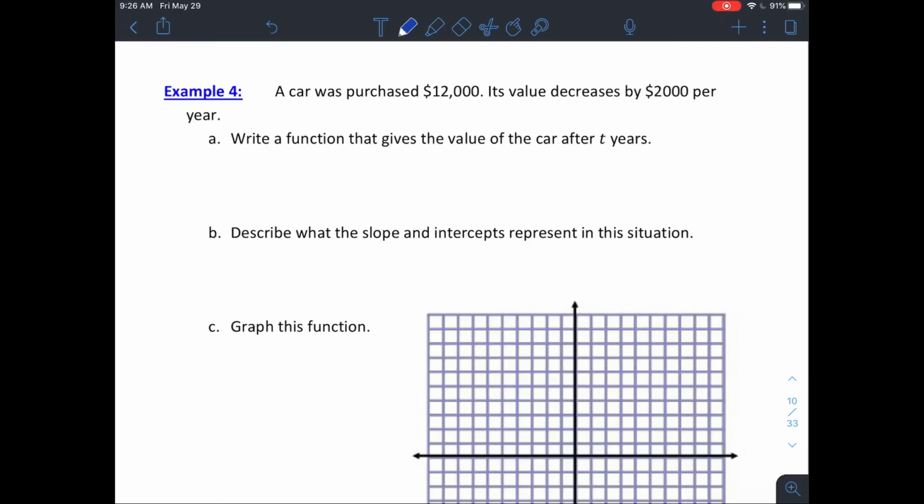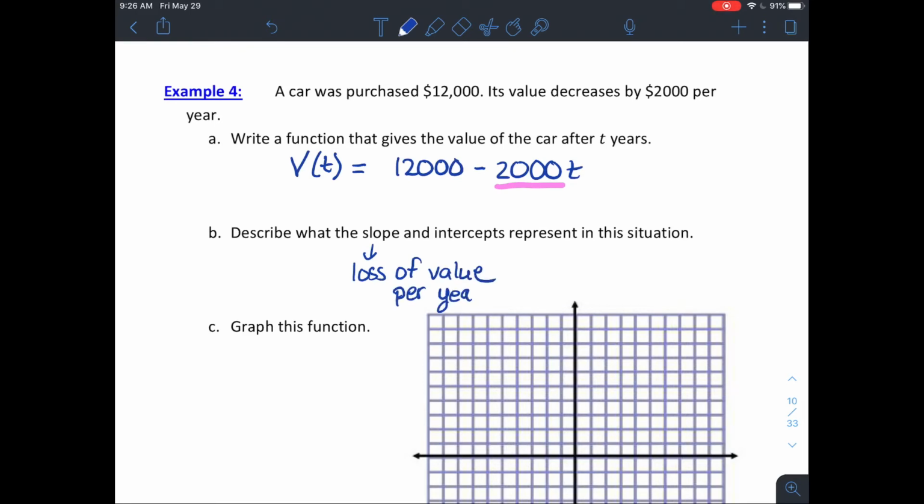We're thinking about a car. So if you go out and buy a car, it's not going to keep the same value that you bought it for. It's going to lose some value each year because it gets older. It's not worth as much. So if I think about this car, it was worth $12,000 when I purchased it, and it's decreasing by $2,000 for every year. So after 2 years, it's going to be worth $12,000 minus $2,000 times the number of years I've owned it. My slope is my loss of value per year. So it's losing a value of $2,000 each year is what my slope represents in this situation.